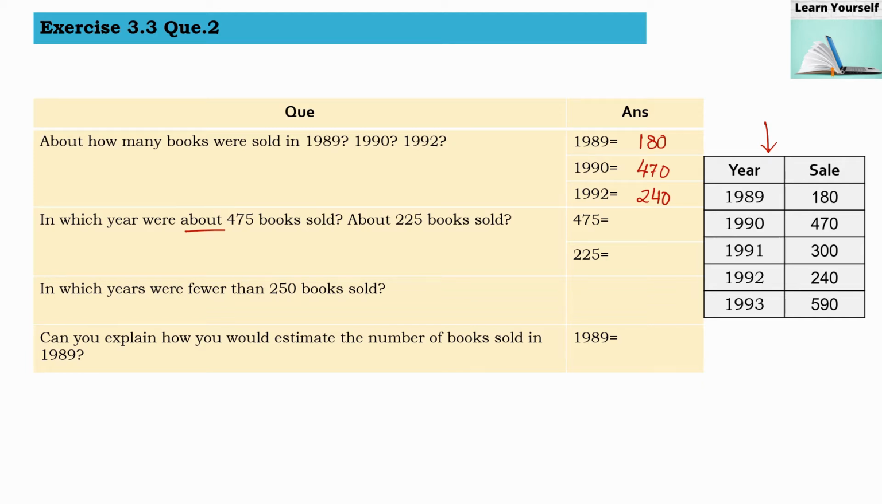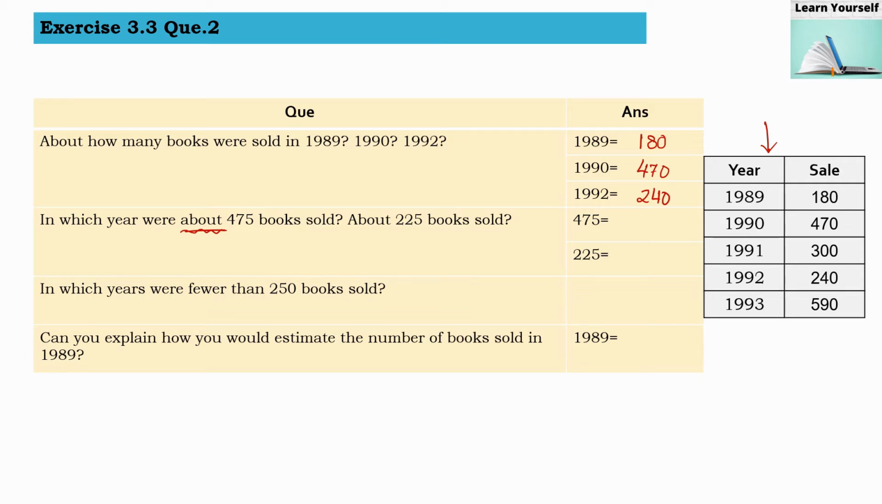So every time your readings will not match the exact readings as they are giving. So here they have said that about 475 books sold. So here we have to check from our reading which value is almost near to 475, because they haven't said exactly 475 books sold. They said about 475 books sold.